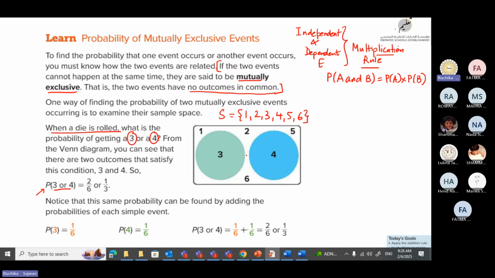Okay. Let me give you another example for mutually exclusive. For example, we have the same sample space that the die is rolled. Now, let's define event A as getting an even number and event B as getting an odd number. Then can I say they have nothing in common? Because for even, I have 2, 4, 6. And for odd, I have 1, 3, and 5. So they don't share anything common. So when there is no common outcome, the events are said to be mutually exclusive.